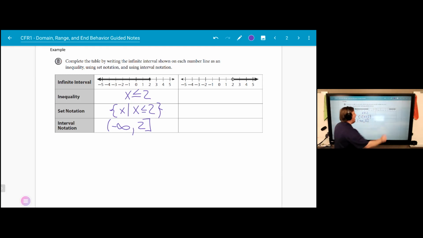Inequality notation. I've got an X and I've got a 2. The numbers are bigger than 2, so X has to be at least greater than 2. And because that's an open circle, it cannot equal 2. Set notation, go ahead, throw it in there. X such that X is greater than 2.